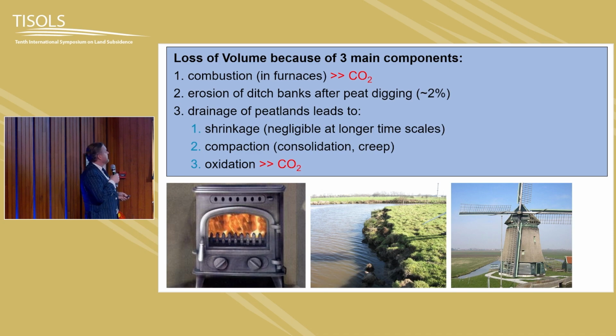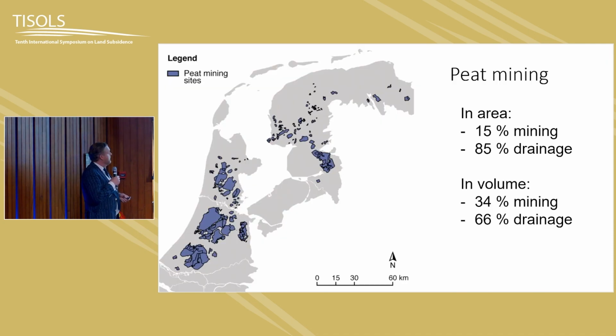But let's first go to this combustion. So we mapped out all the former peat mines in the Netherlands. You can see it's quite a lot. We did quite a lot of mining. And in area, they are only 15% of the coastal peatlands, and the other 85% is drained. But in volume, they're very deep, these mines, as we've seen. In volume, 1/3 of the lost volume of 20 cubic kilometers is due to the mining, and the other 2/3 is because of drainage. So this 1/3 we can directly convert to CO2, and we'll come back to that later.